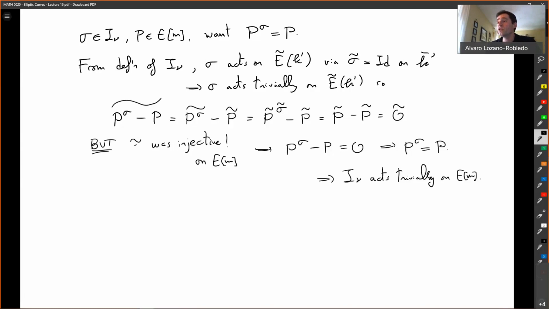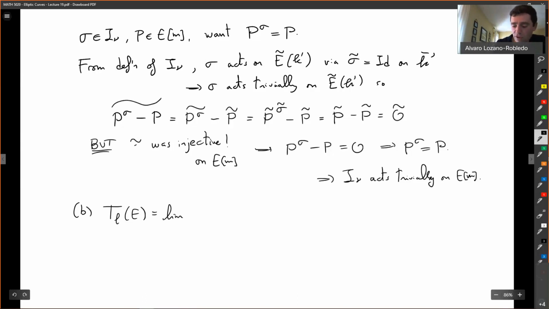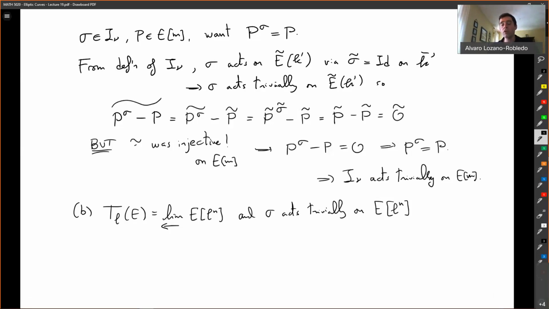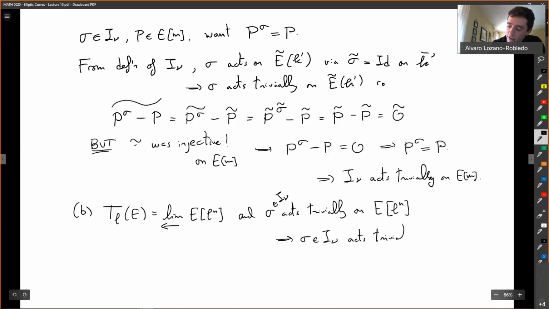Okay. All right. So now for part B, which was just on the Tate module. The Tate module for a prime L is the inverse limit of the L to the N torsion, and sigma acts trivially on each piece of the Tate module, and then the action just extends to the entire Tate module. So for sigma in the inertia group, the action is induced by what happens at every finite level, so it has to also act trivially on the entire Tate module. And that proves that theorem about the action.